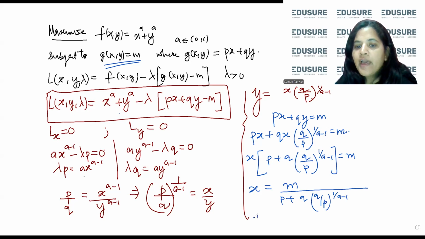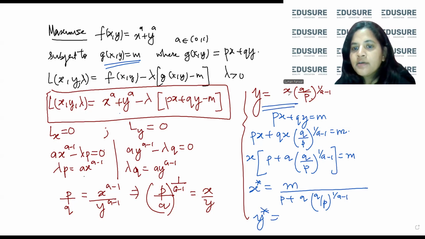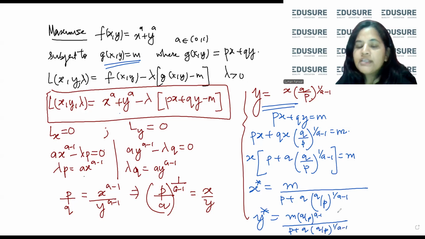This is your x star, the candidate for optimum value, and y star will be this. So y star will be x times (q/p)^(1/(a-1)), that is m (q/p)^(1/(a-1)) divided by the same denominator. So we have got our candidate for optimum value. We don't know whether this provides us with a maxima or a minima. So as per the given question, we will go for the second order conditions.